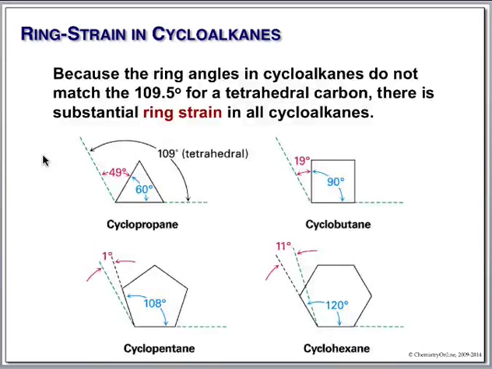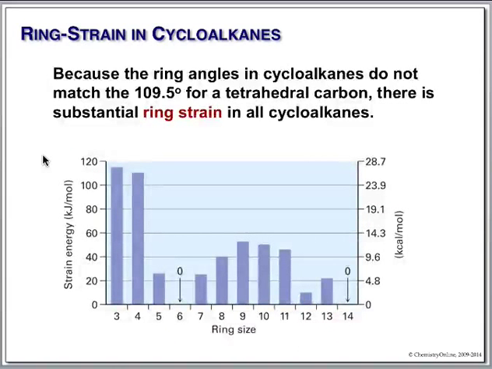Cyclobutane, nice little square, 90. We're 19 degrees off still. Cyclopentane, we're getting closer. We're at 108, just a degree or so off. Cyclohexane, for a perfect hexagon, we would have 120 degree angles, so we're 11 degrees off there. All of these have associated ring strain. Now the ring strain is actually largest for the very small rings. This is a plot of strain energy versus ring size. Look at this, this is up to 120 kilojoules. That's a lot of energy that you crammed into our three-membered cyclopropane ring.